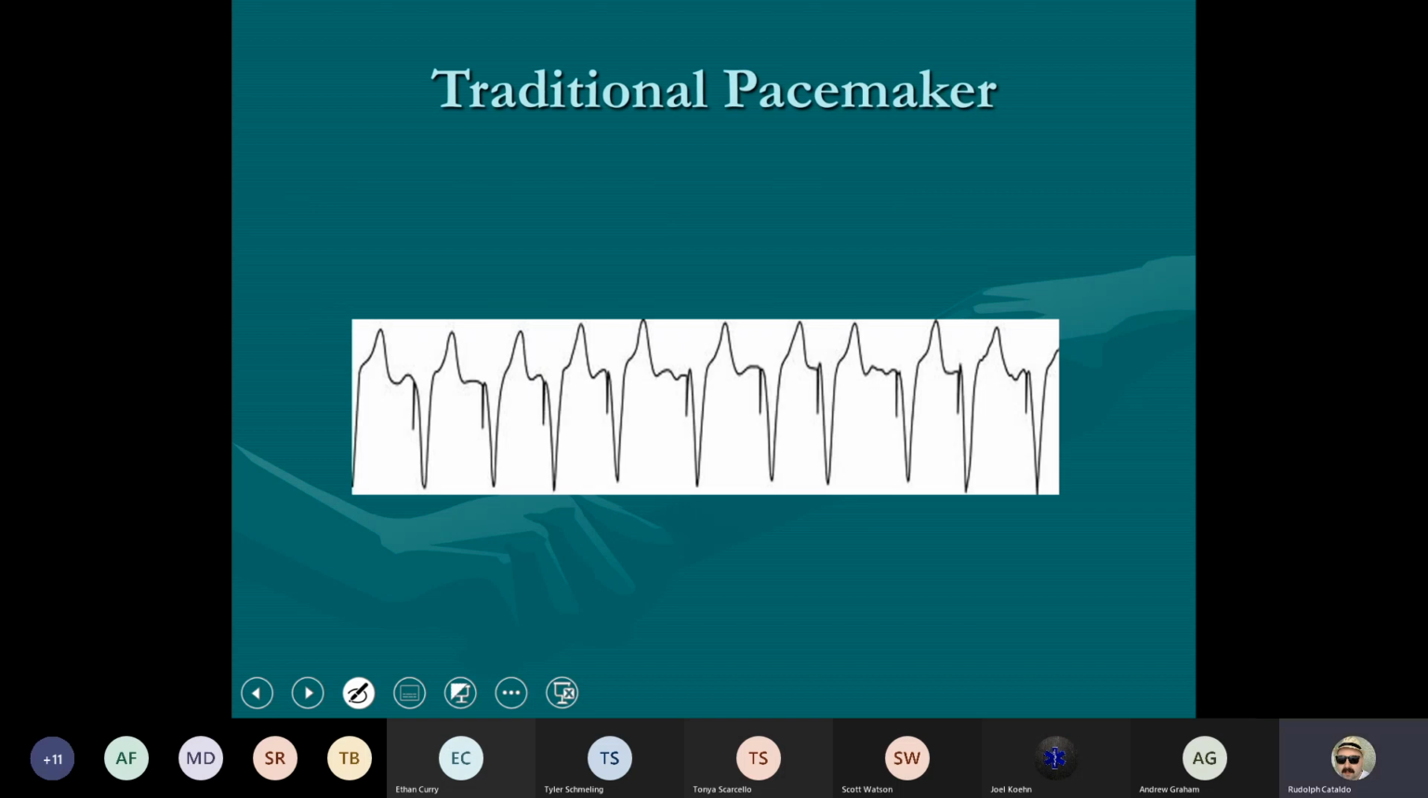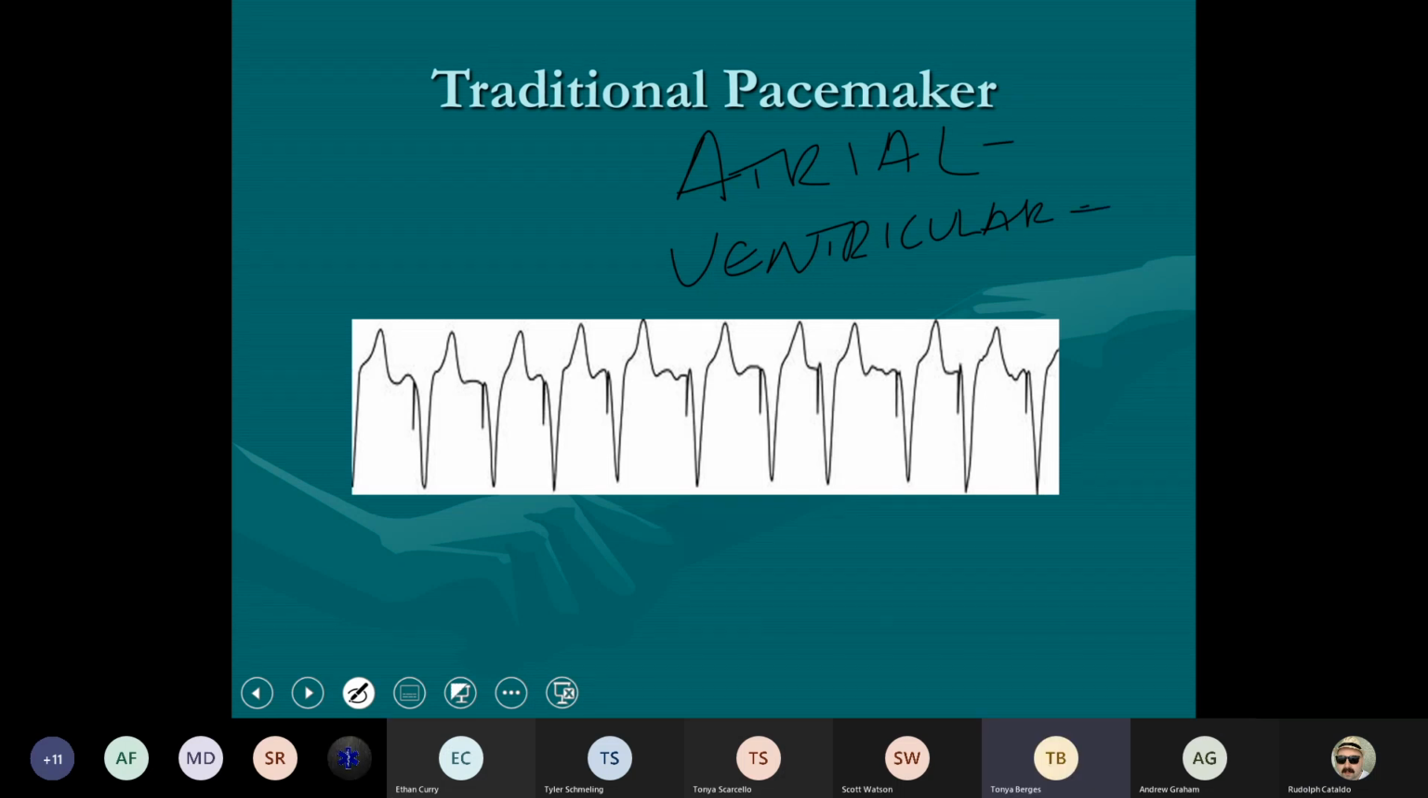Okay, looking at this pace rhythm. What type of pace rhythm is this? We have two different types. We have atrial paced and we have ventricular paced. Is that ventricular paced? Why is that? Because it's a higher rate. It's kind of. Nope. No.